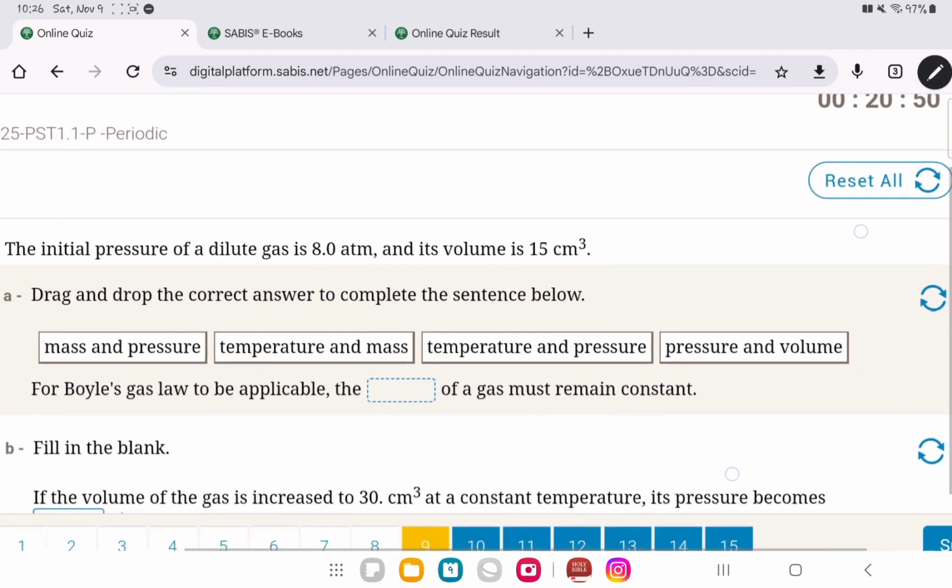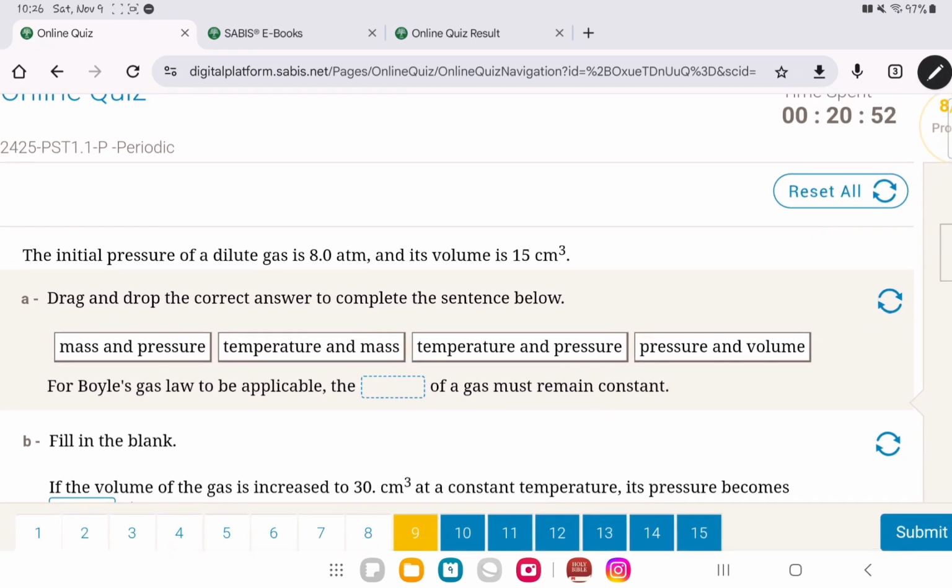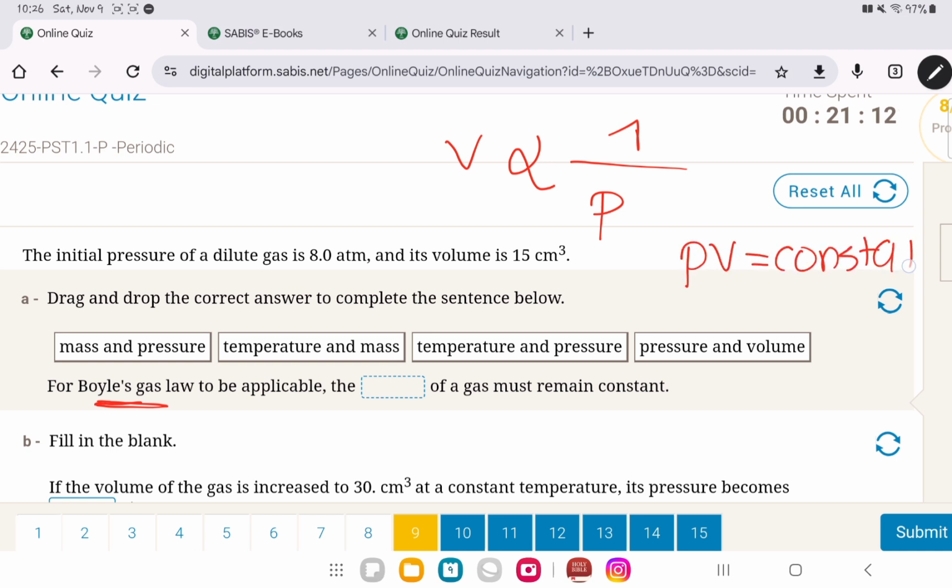We have the initial pressure of a dilute gas and its volume. They told us for Boyle's gas law. What does Boyle's gas law state? It states that the volume is inversely proportional to the pressure. So that means PV is a constant. But all of this happens if what? If the temperature is constant.